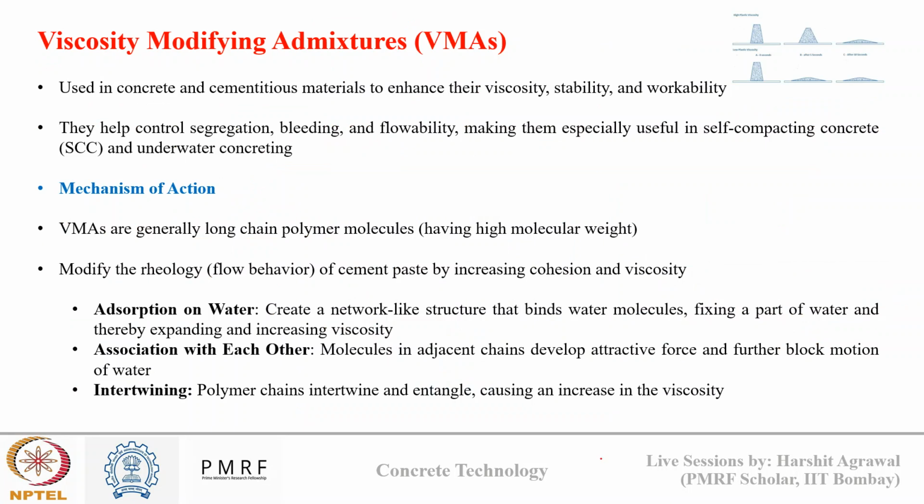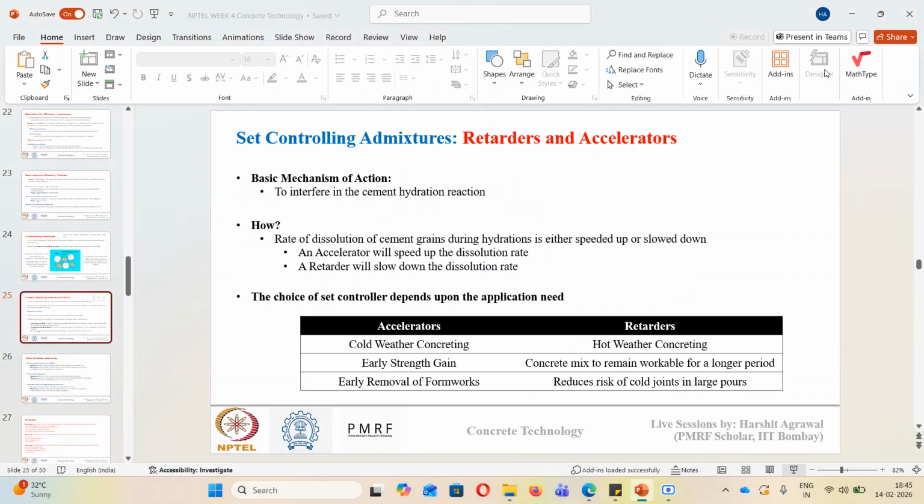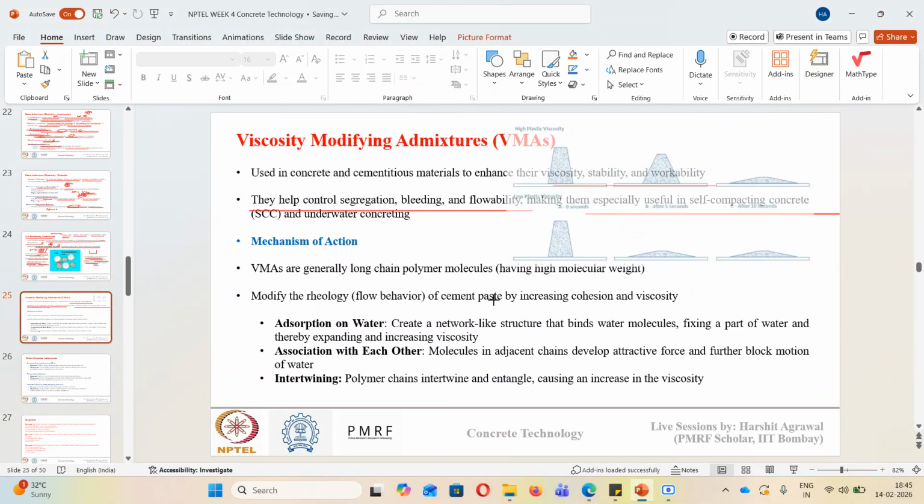Then there are viscosity modifying admixtures, which are used in concrete to enhance the viscosity of the system. Okay, and what do we mean by viscosity enhancement? It helps us to control segregation, bleeding, and flowability of concrete by making concrete self-compacting in nature. Okay, so you can see this image here, what we mean when we talk about viscosity modifying admixture.